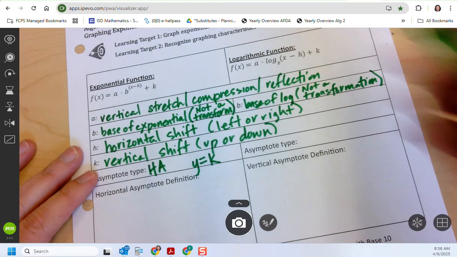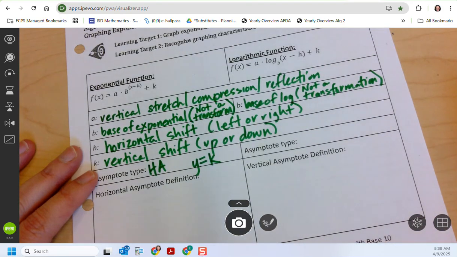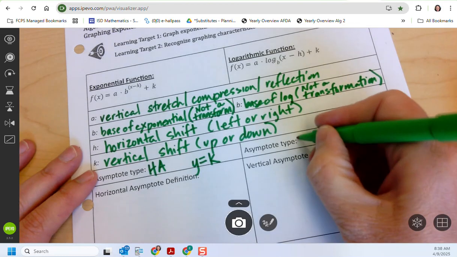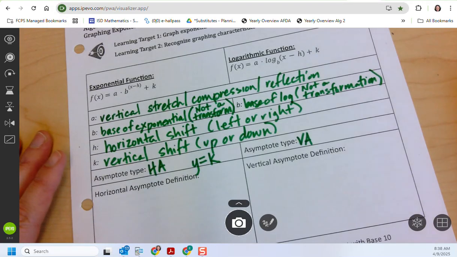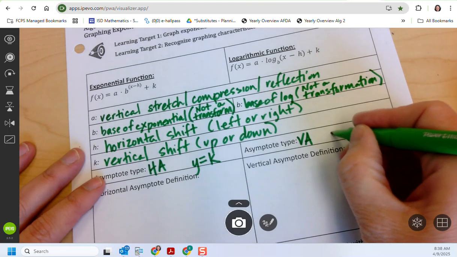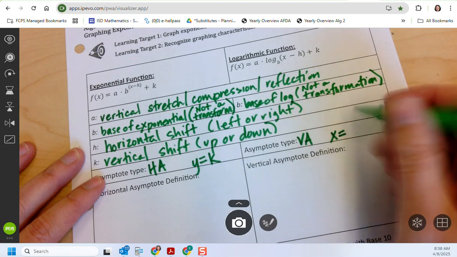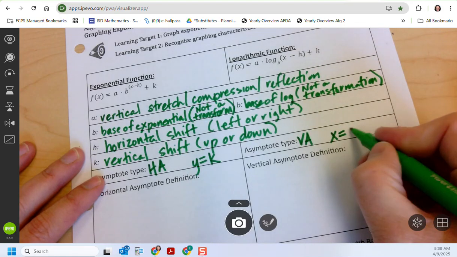And then the logarithm, you'll see at the bottom of your page, it has a vertical asymptote. All right, and that one is controlled by shifting it left and right. So it's going to be x equals, and the number that shifts you left and right is your h.